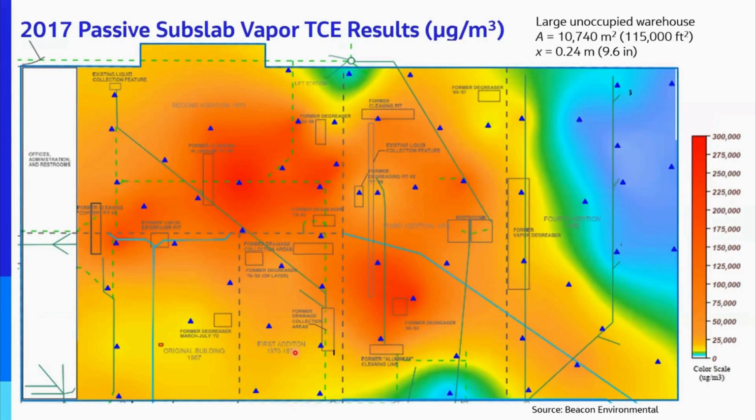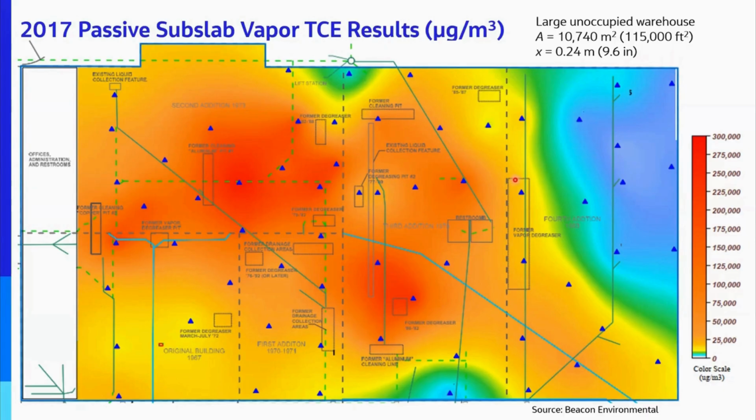So to apply this theory, we looked at a good large warehouse building where we had a good robust data set beneath the slab. You can see all of these triangles here are passive subslab samplers, Beacon samplers that we install by drilling through the slab. The slab is big. It's over 100,000 square feet in size, and robust too. It's pretty thick, almost 10 inches thick on average.